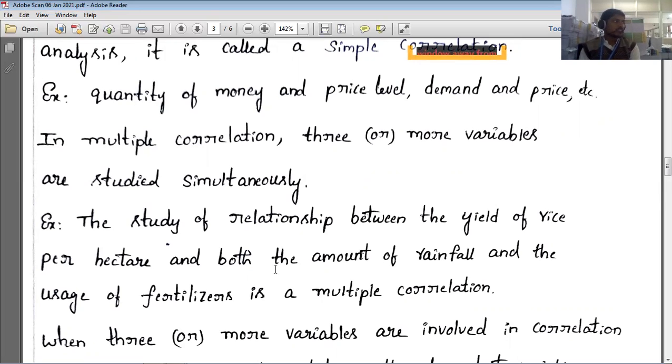Here, which one is dependent? Rice is dependent, or fertilizers are dependent, or rainfall is dependent? Rice is dependent on rainfall and fertilizers. So you can choose Y as rice, and X as fertilizer and rainfall, and those two are independent ones.